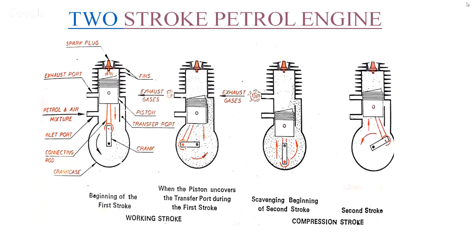At the same time, as the piston moves upwards, the air and petrol mixture charge that is already in the cylinder gets compressed. This is called the upward stroke. So, suction and compression. Now the piston reaches TDC.